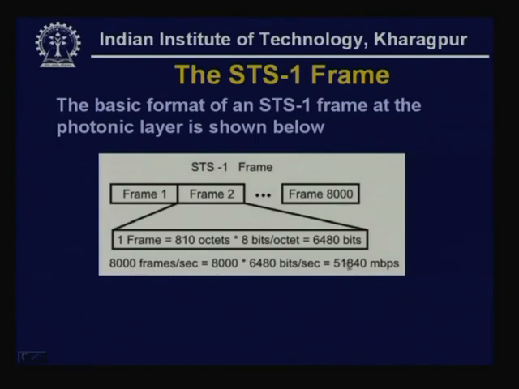So, your data rate is 51840 bits per second. That means your 51.840 will be 51.840 megabits per second.